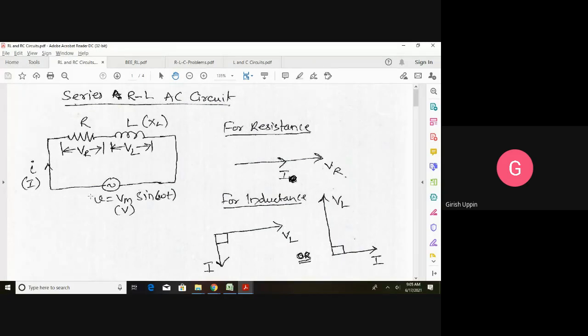Now our analysis is, what is the relation between the voltage and the current in case of an RL circuit, what is the power consumed, all those analysis we will do. Now as we know the series combination principle, whatever the applied voltage V, it will get dropped across all the components. So this total voltage V will get dropped across all the components.